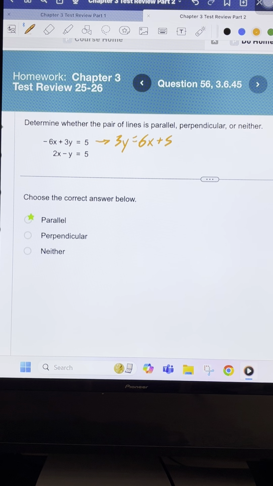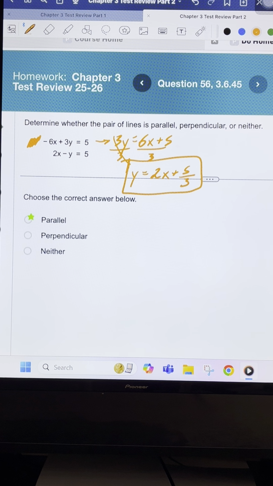So the first thing I want to do is add the 6x to the other side. So I'm going to do 3y equals 6x plus 5. And divide by 3, divide by 3. So y equals, what is 6 over 3? That is just 2. So 2x. And then 5 divided by 3 is just 5 over 3. So this is the same equation as this first one. So I'm going to shade it in orange.